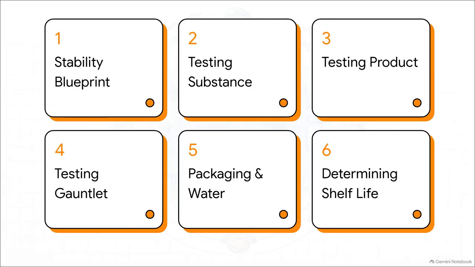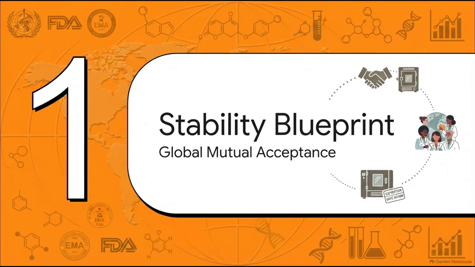So, here's our mental map for today's explainer. We'll start with the global stability blueprint, then move on to testing the drug substance, followed by testing the drug product. After that, we'll hit the environmental testing gauntlet, dive into packaging and water loss, and finally, determining the shelf life. All right, part 1, the global stability blueprint.